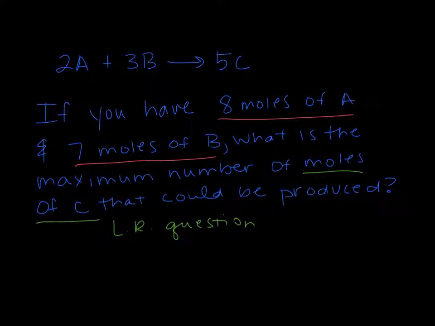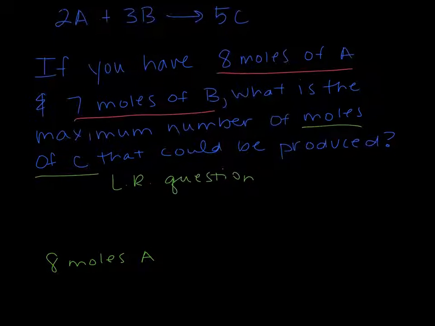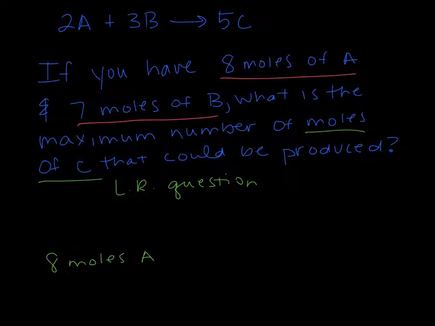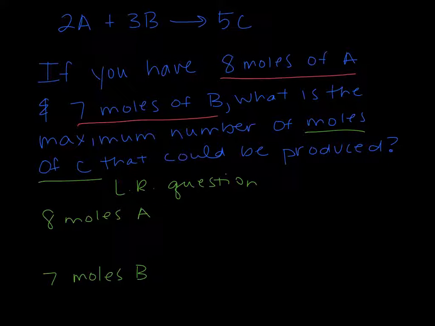Alright, so I've got 8 moles of A, and move that up here, and I've got 7 moles of B. Okay, so in order to go from moles of A to moles of C, I have to use a mole-to-mole ratio, and so my mole-to-mole ratio is going to be 2 to 3.